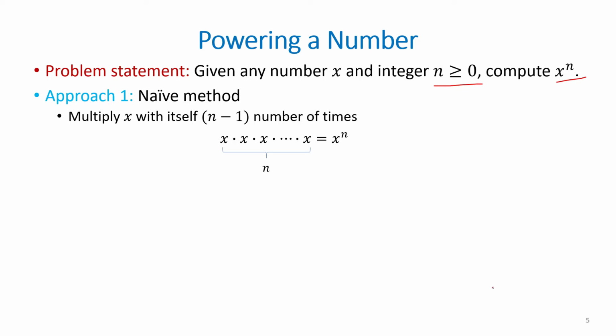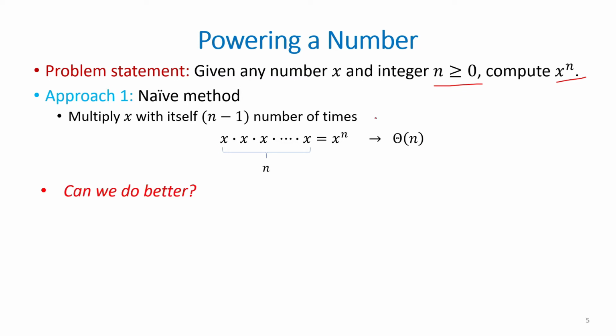The first approach that would come to mind is just multiplying x n minus 1 times to itself. So therefore, we would have x times x times x times dot dot dot times x, where we have n number of x's which are multiplied n minus 1 number of times. So this would give us a running time of theta(n). But can we do better than this?